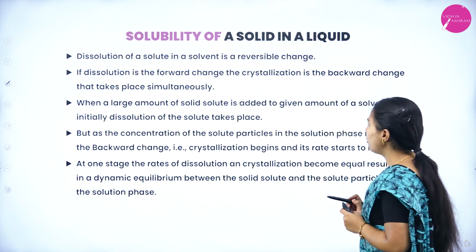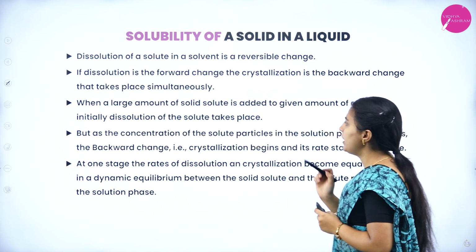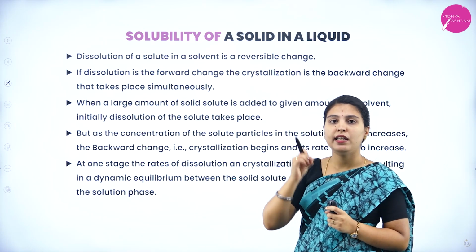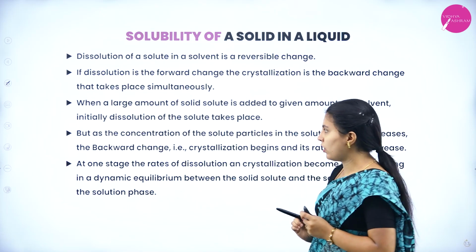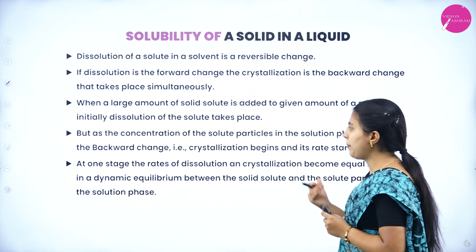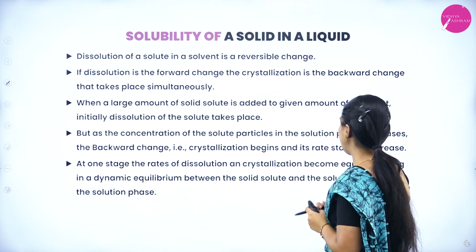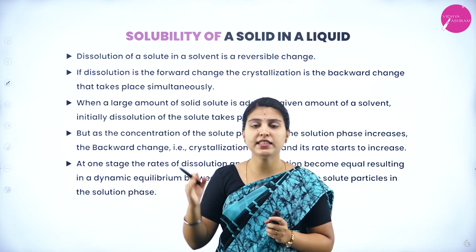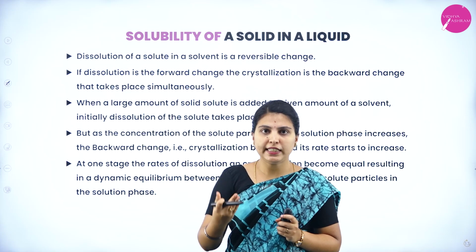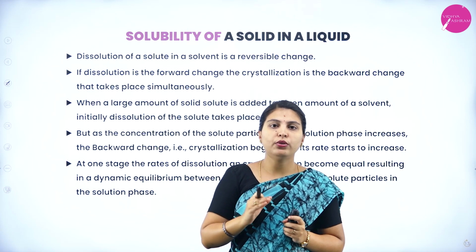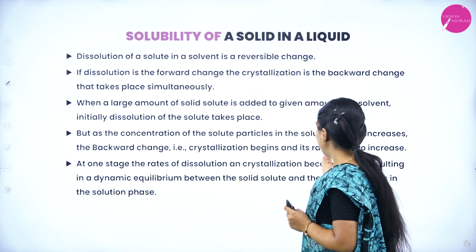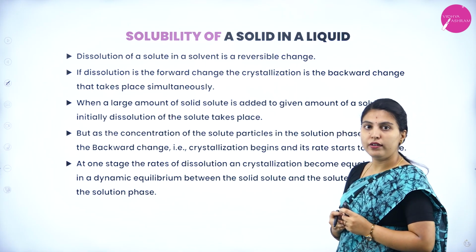When a large amount of solute is added to a given amount of solvent, initially only dissolution of the solute takes place. But as the concentration of the solute particles in the solution phase increases, in the backward change, crystallization begins and its rate starts to increase. That means as the amount of solute keeps increasing, the backward change of crystallization starts to work, and its rate increases.